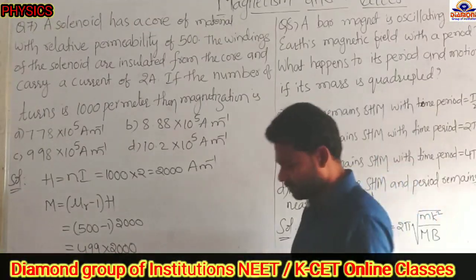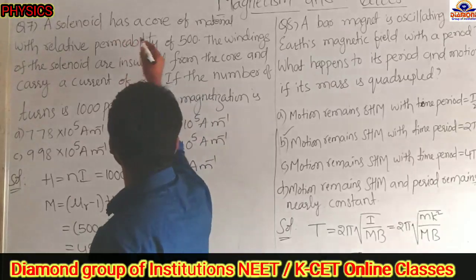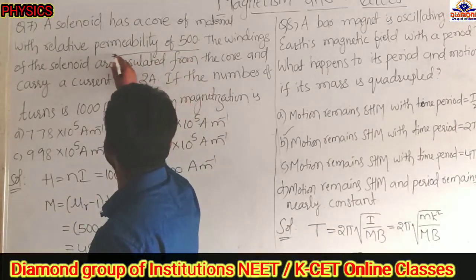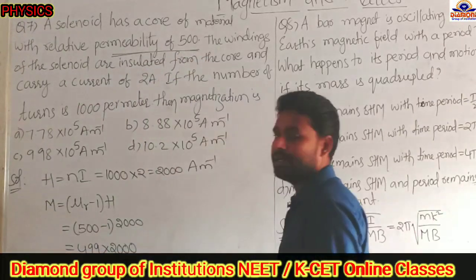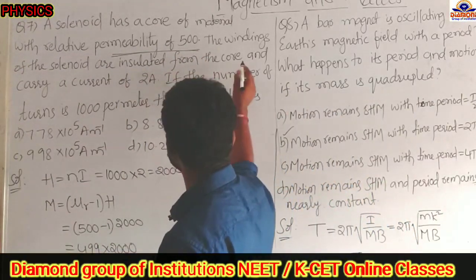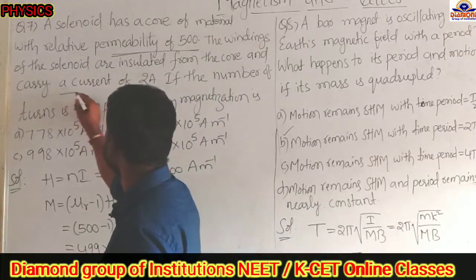Next question, the 7th question. A solenoid has a core of material with relative permeability of 500. Relative permeability they gave 500. The windings of the solenoid are insulated from the core and carry a current of 2 amperes.